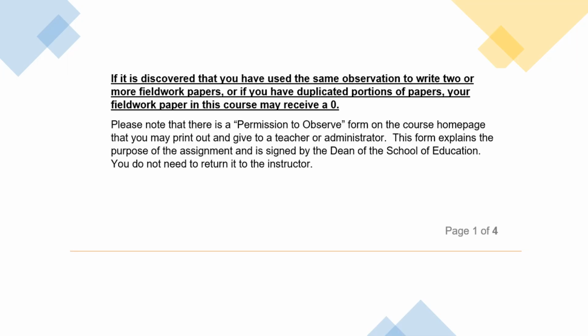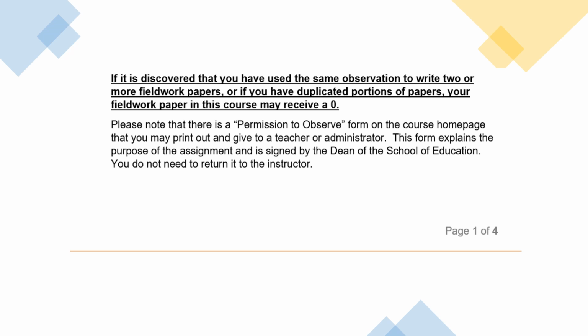An important thing to remember is that the state requires us to have a separate fieldwork observation for every course. So you may not use the same 6 hours that you use for this course for another course. It has to be a separate observation, and vice versa. You may not use a separate observation from another course for this course. If I find out that you've done that, you'll receive a 0.